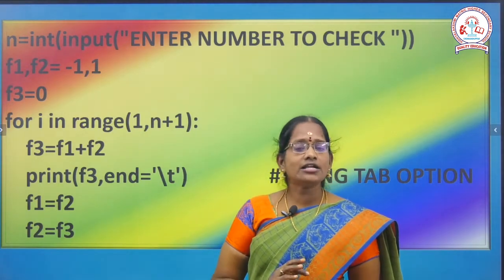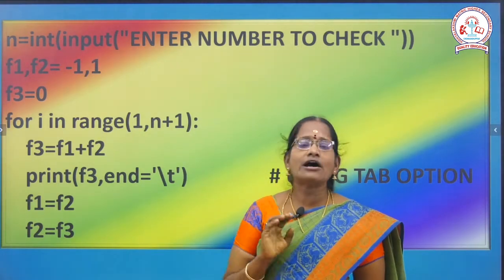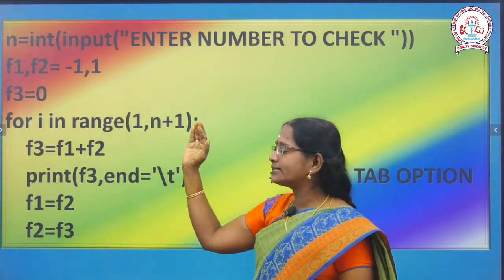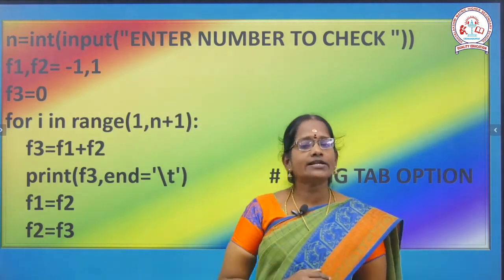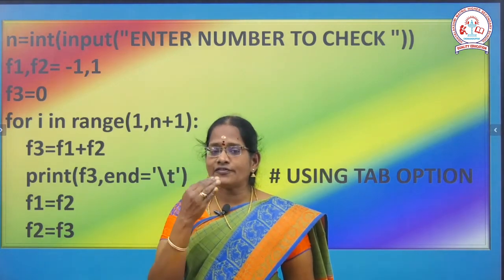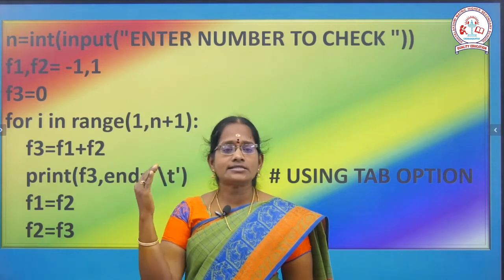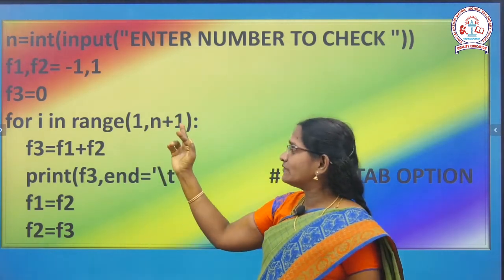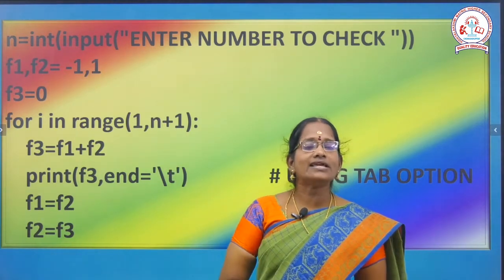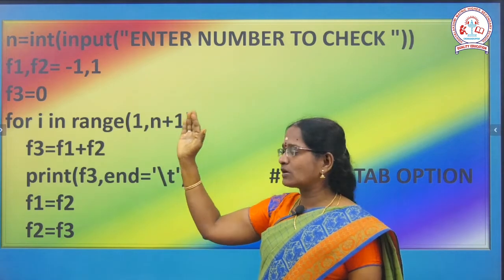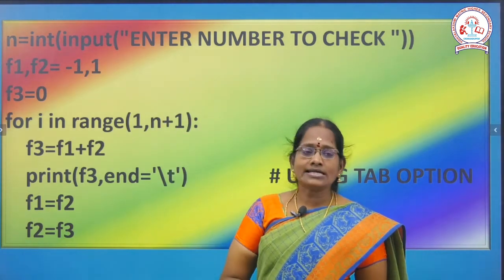For loop already we know has an n minus 1 concept. For example, if you enter 10 terms, it is executed 9 times. Why will it be executed 9 times? Because in a for loop we have the n minus 1 concept. For that purpose only we are using n plus 1. Already we entered 10, so it would be executed 9 times, so plus 1 means automatically it will be executed 10 times.